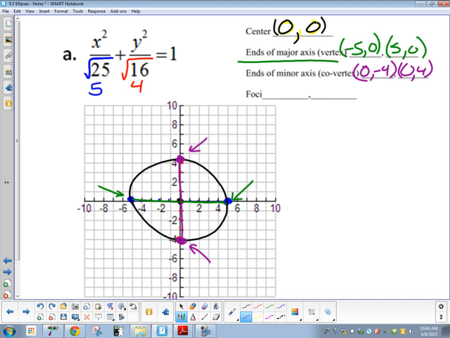Then the y would be the major axis. So the question was, if you went more up and down, then yes, that would be your major. If you go more left and right, then that one's your major. It doesn't always have to be left and right or up and down. Good question.